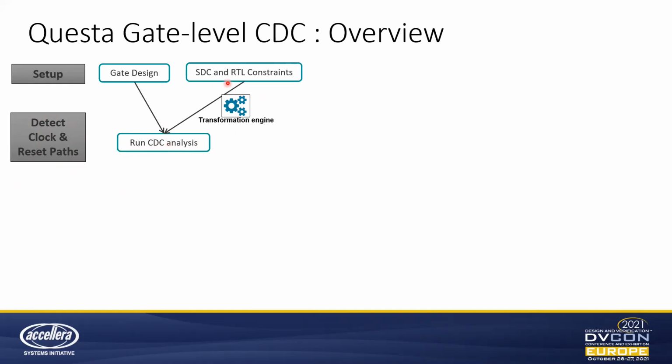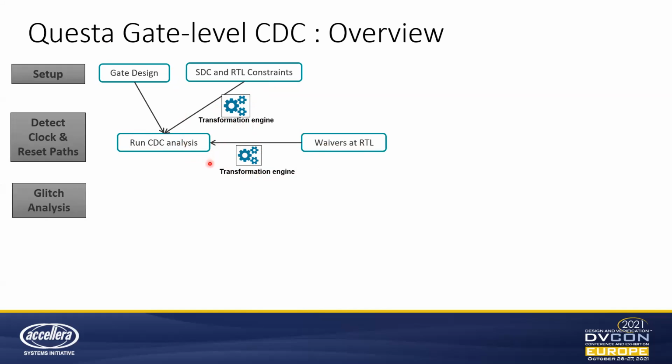Since we do not require the gate level constraints and we are using the existing RTL constraints, this saves us a lot of amount of time. We also use the same transformation engine to apply waivers that were used at the RTL sign-off. This is an automated engine that is integrated with the Questa GCDC tool.